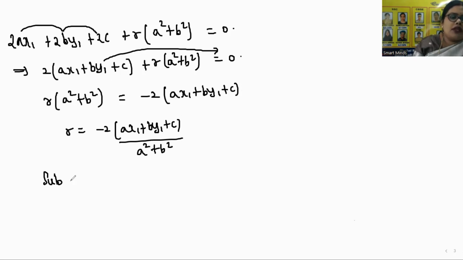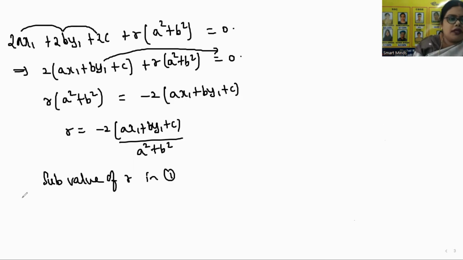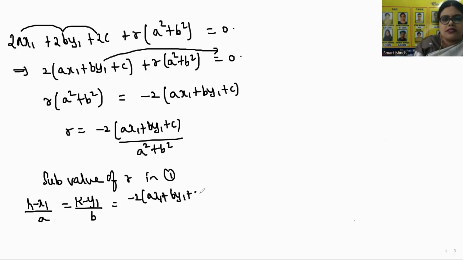Now substituting the value of R in equation number 1. So let's take this equation as equation number 1. Now we will substitute there. So we get (H minus X1) by A is equal to (K minus Y1) by B is equal to minus 2 into (AX1 plus BY1 plus C) by (A square plus B square). Hence the theorem.